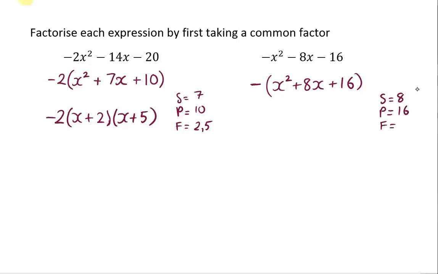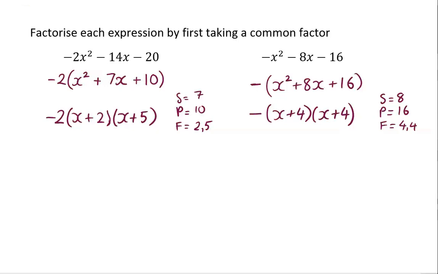So two numbers that multiply to 16, the first pair that I think of is 4 and 4, and 4 plus 4 does equal 8, so that's our pair. We found them straight away. If you don't find them straight away, just keep trying a couple of pairs until you do. And so we factorise that as x plus 4, x plus 4, just like we've been practicing. But now we have that minus in the front. That common factor still needs to remain.